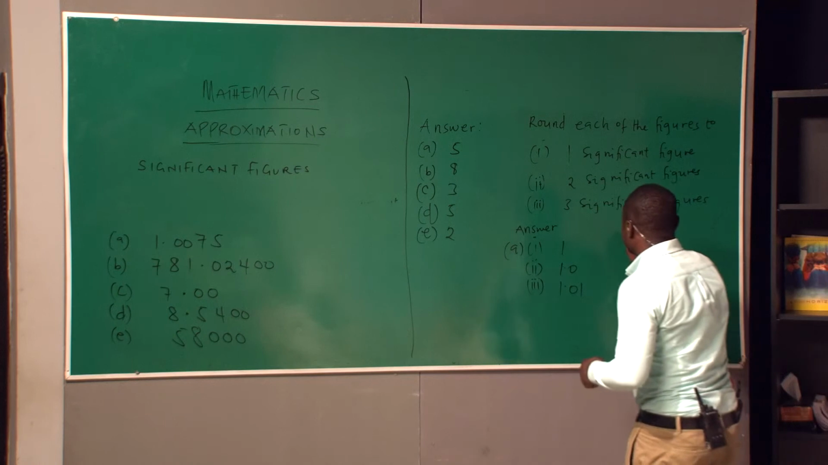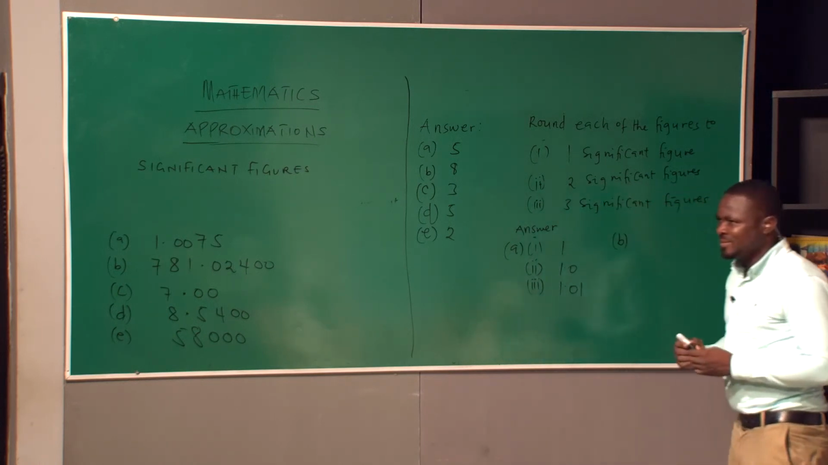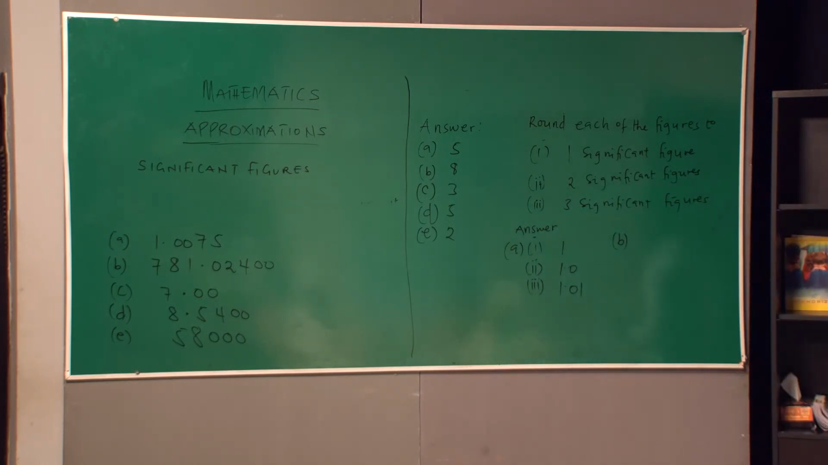Can we continue? All right, so we look at the B. The next one is 781.024. 781.024. 02400 to one decimal to one significant figure.